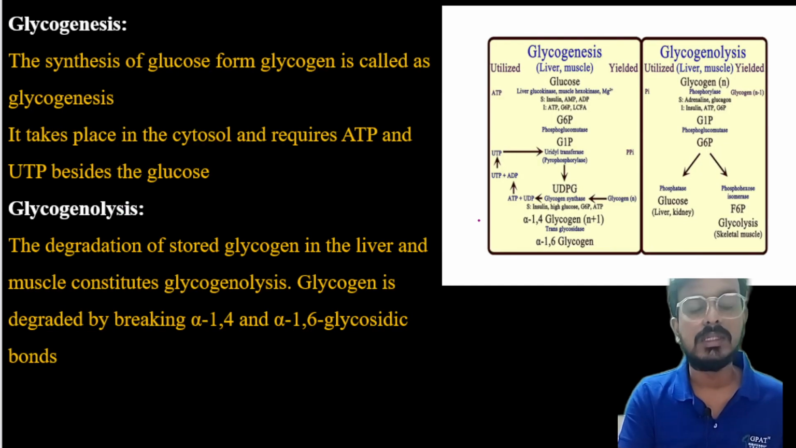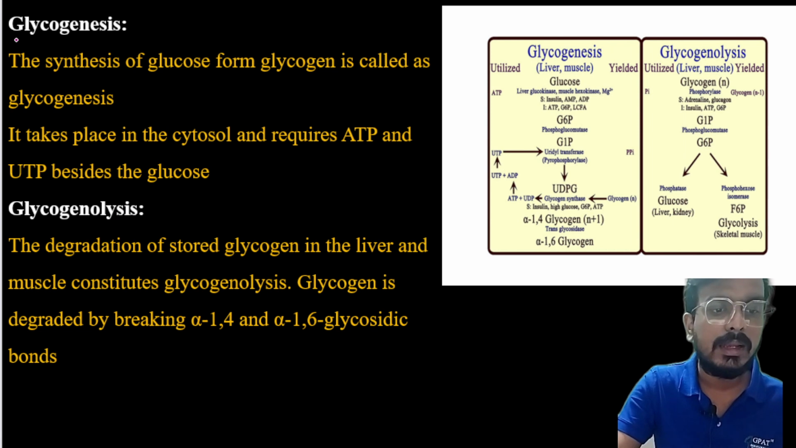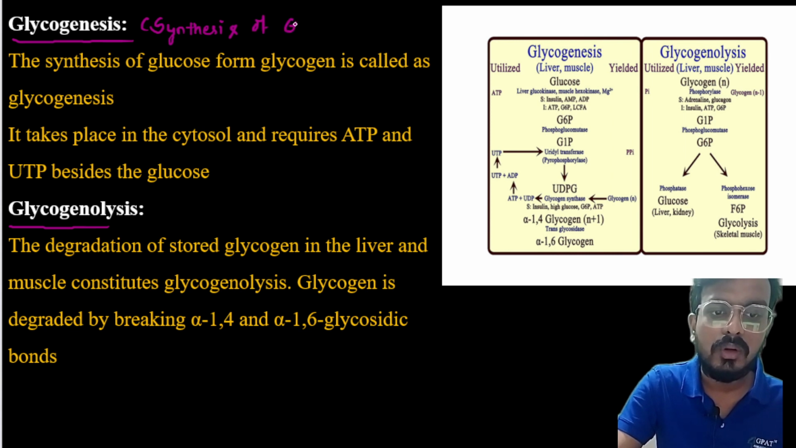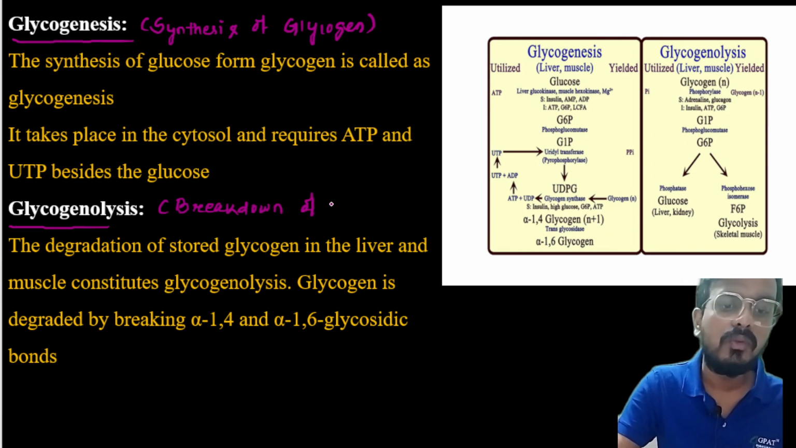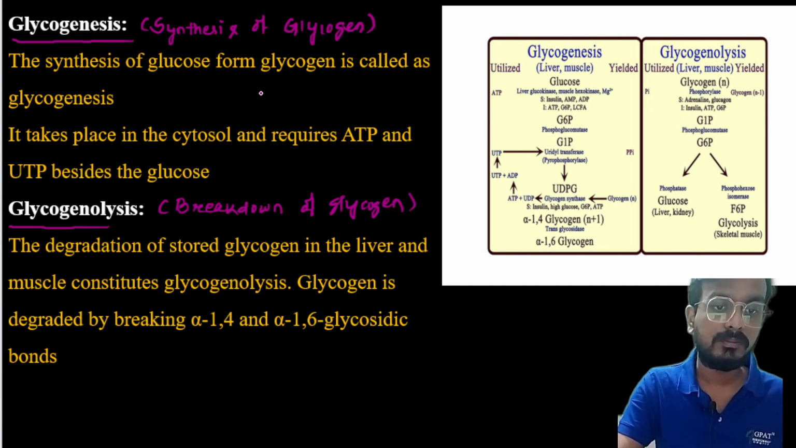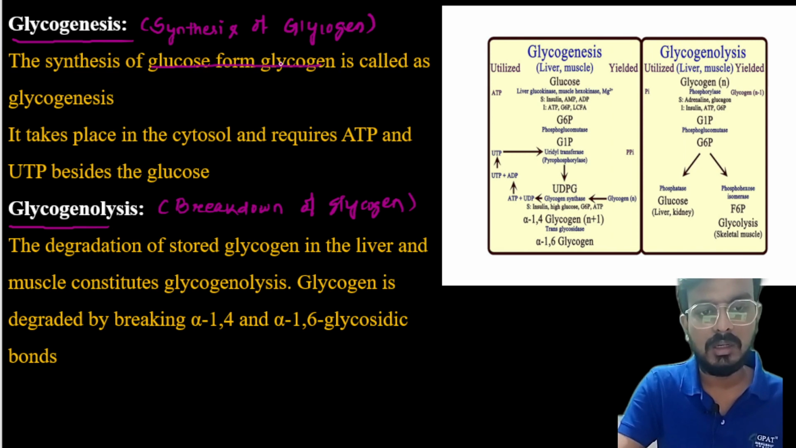Next is glycogenesis. There are two terms: one is glycogenesis, another one is glycogenolysis. Glycogenesis means synthesis of glycogen, whereas glycogenolysis means breakdown of glycogen. So this is the synthesis of glycogen. This statement is partially wrong.